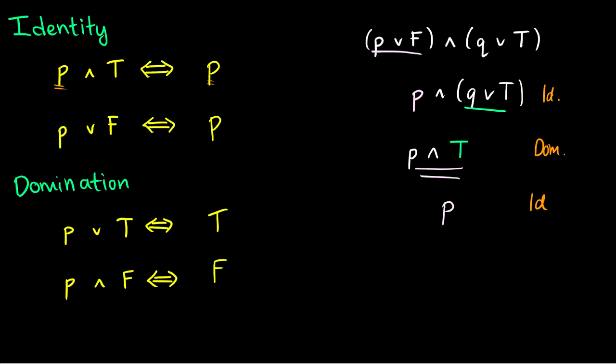So if we have a formula, P or F and Q or T, we can just replace it with P because they're logically equivalent. Similarly, if we have P, we could replace it with any of the ones above because they're all logically equivalent to each other. So those are the first two laws. Now let's do a few more laws.